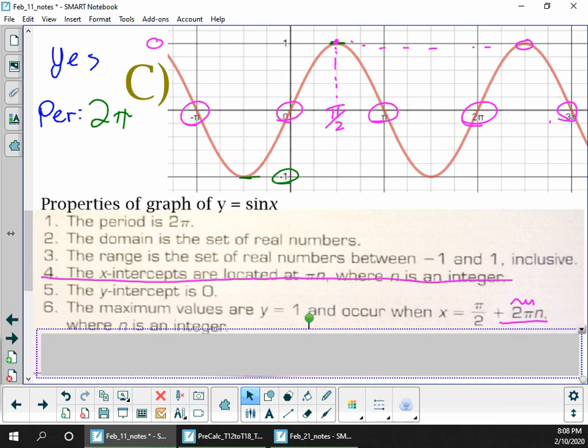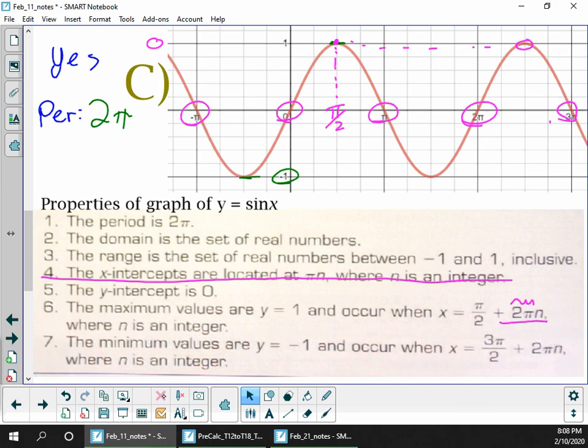Now, the minimum is at -1, and occurs whenever x is 3 pi over 2 plus 2 pi n. Where does that take place? Well, that's right here. This is 3 pi over 2. Halfway between pi and 2 pi is 3 pi over 2. Again, the 2 pi is just saying one full loop around the unit circle, and a whole number of times of doing that, in either the positive or negative direction.